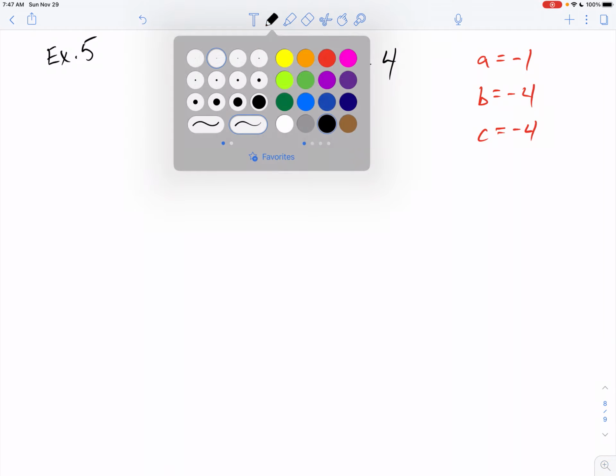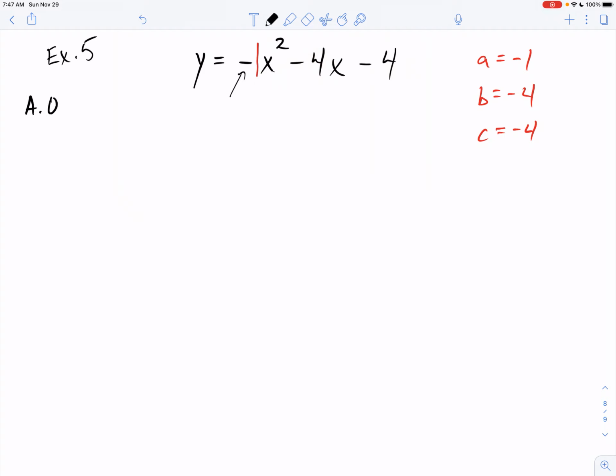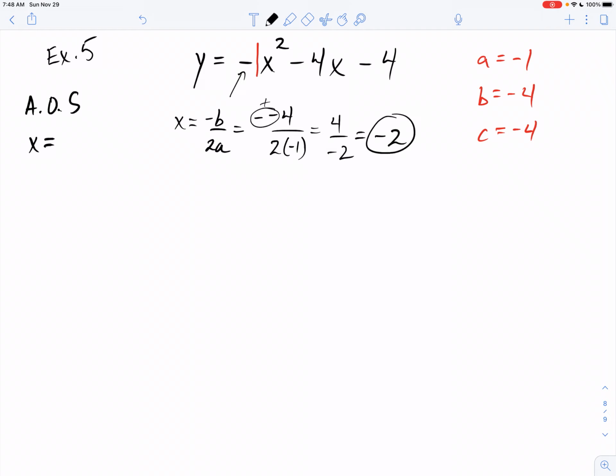Let's grab a black pen here and let's do an axis of symmetry. I'm going to do x equals some number I don't know, but what is that number? x equals -b over 2a. So be careful because I have a -4 over 2 times a, which is negative, so don't make a sign error. That's a +4 divided by a -2, so I'm going to get out -2 for an answer. There's my axis of symmetry.